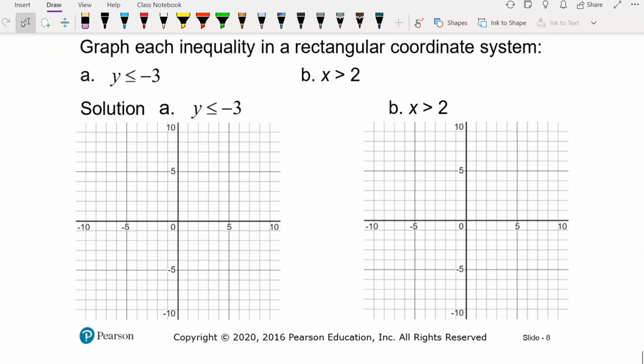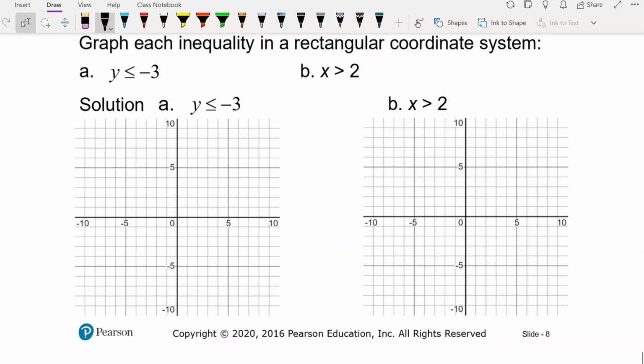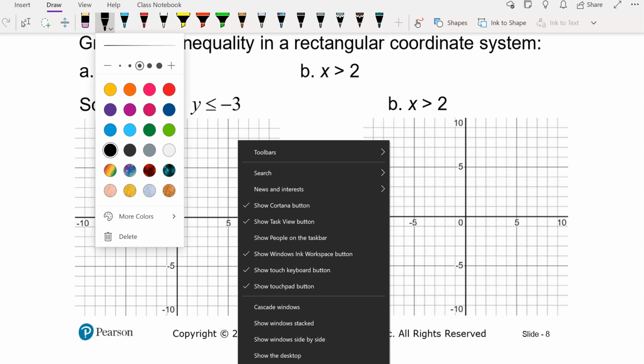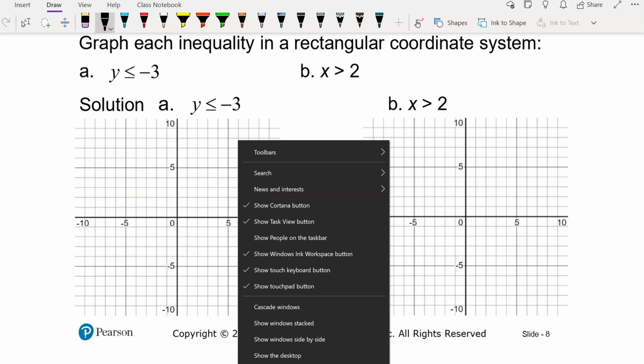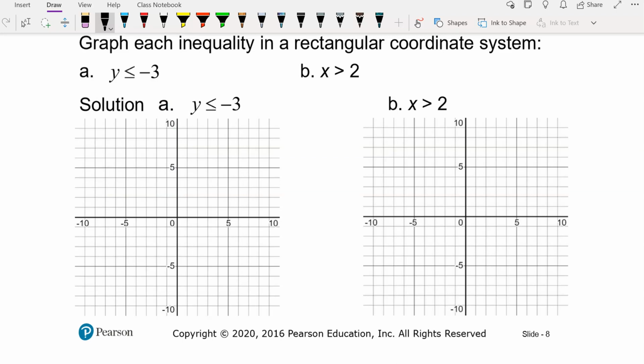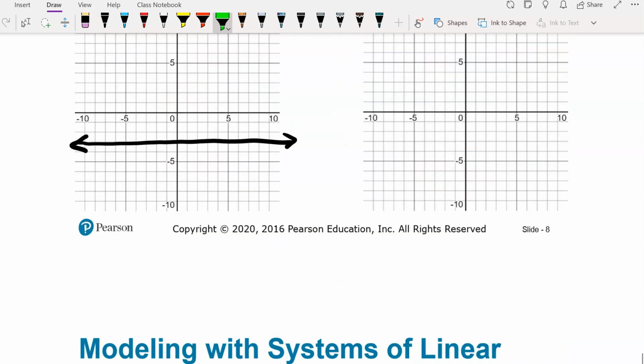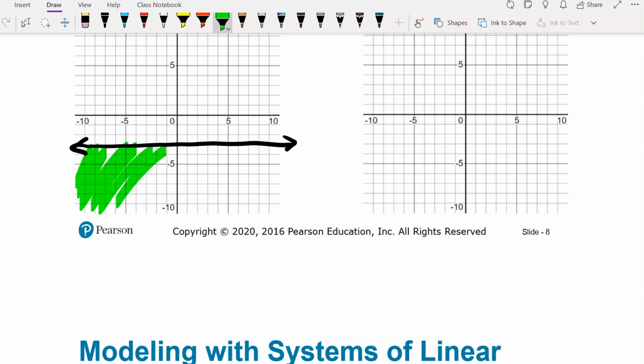All right, so now we want to try that with these. Okay, it says y is less than or equal to negative 3. So that means at negative 3 it's going to be a solid line because it has that equal to. And then less than, remember, is below, so we want it below the line.